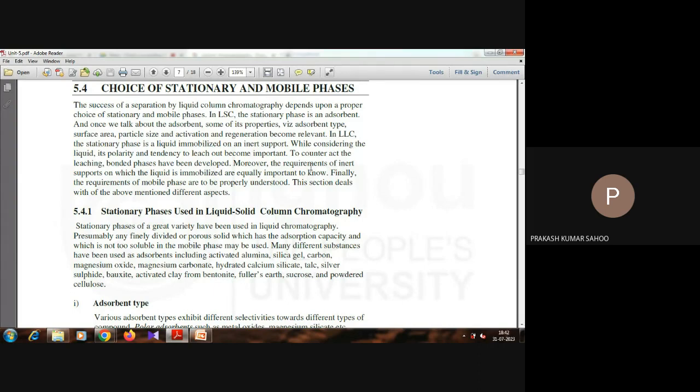Before selecting an adsorbent, we have to think about what type of adsorbent we will take. The surface size depends on the particle size. If I take 60 micron silica gel and 120 micron silica gel, then the 120 will have a larger size. And if the size of the stationary phase or adsorbent is larger, then the pores will be larger. If the size of the silica gel is less, then the pores will be very small. In LLC, liquid-liquid chromatography, the stationary phase is a liquid immobilized on an inert support. While considering the liquid, its polarity and tendency to leach out become important.